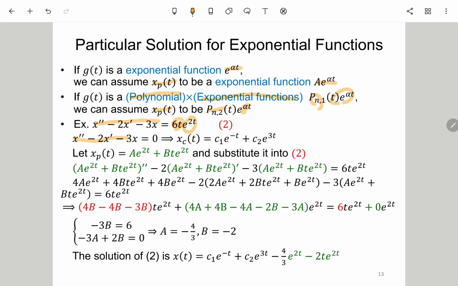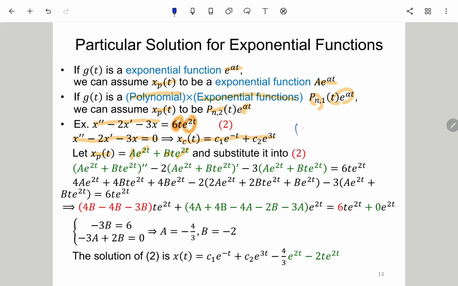So for the first step, this is the same as the previous one, which means we have the same homogeneous solution. For the second part, xp, the particular solution, will also be a first order polynomial multiplied by this exponent. So it will be the zero order term multiplied by exponential 2t, and then the first order part multiplied by exponential 2t.